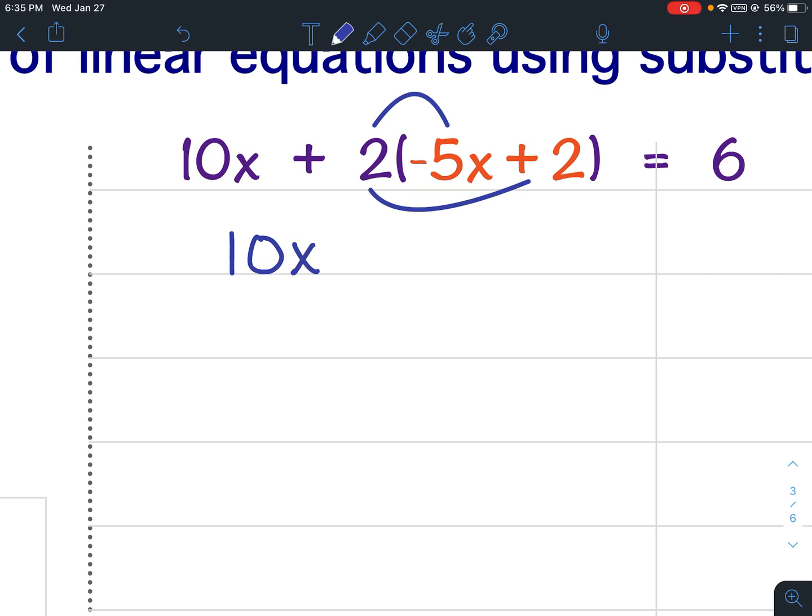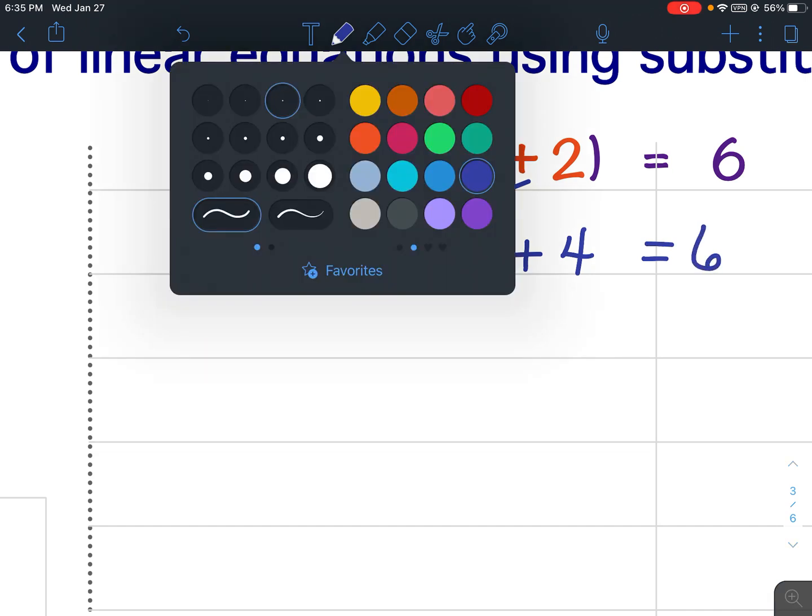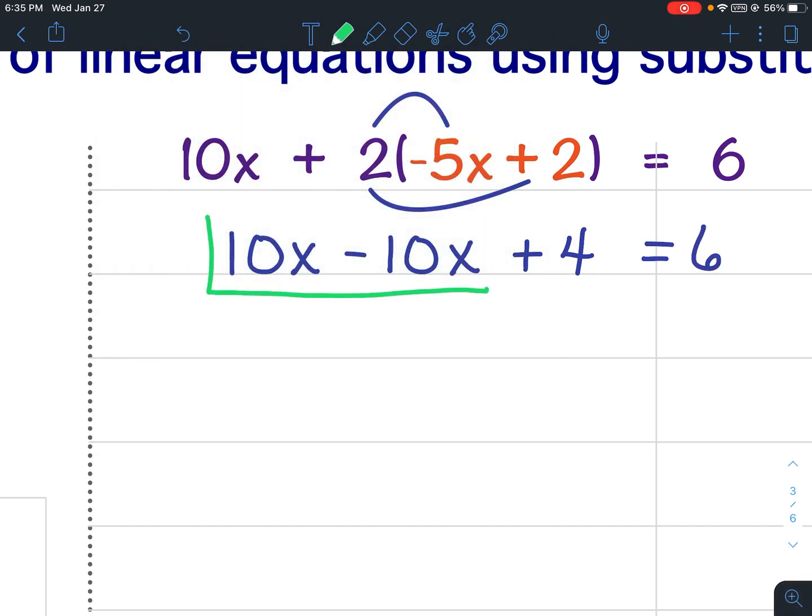All right, bring down the 10x. 2 times -5x would be -10x. 2 times 2 is 4, and that equals 6. Combine like terms.